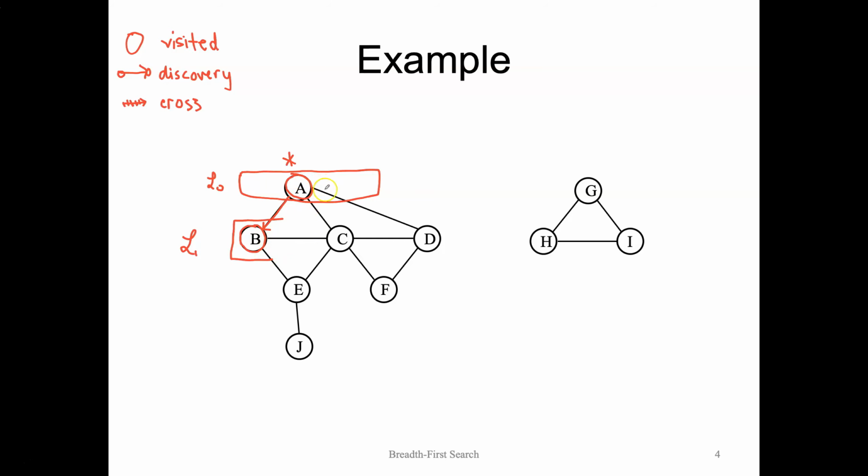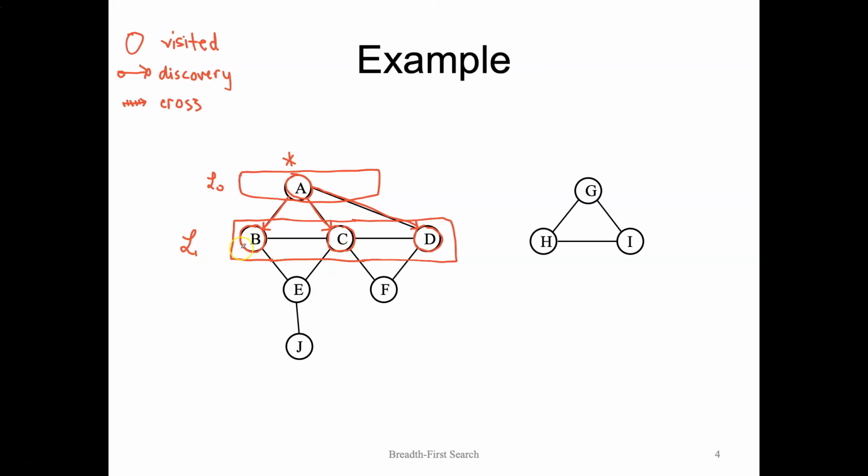Before we continue, we're going to process the other incident edges. So now we'll mark this as a discovery edge from A to C. We mark C as having been visited, and we add C to layer 1. Now we mark the edge from A to D as a discovery edge. We mark D as having been visited, and we add D to layer 1. Now layer 1 has been completely filled. We know that there's nothing else to put in here because we've processed every incident edge coming out of layer 0. So now we're going to move on to layer 1.